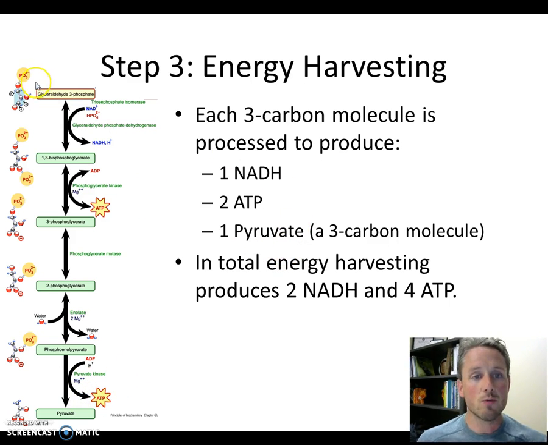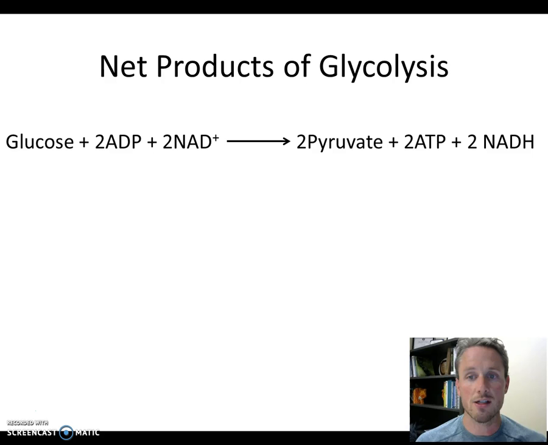So, because we're doing this step twice, we have 2 3-carbon molecules that we're starting energy harvesting with. We make 1 NADH from each, so in total we're going to make 2 NADHs. We make 2 ATP from each of these 3-carbon molecules, so in total we're going to make 4 ATP molecules. And again, we started with 2 3-carbon molecules. We're going to turn them both into a pyruvate. So at the end, we're going to have 2 of these pyruvate molecules. And that's energy harvesting. The reason we call it energy harvesting is because we create these energy carriers, 2 NADH molecules and 4 ATP molecules. And that's it. Glycolysis is over.